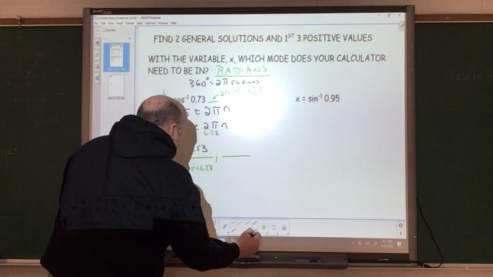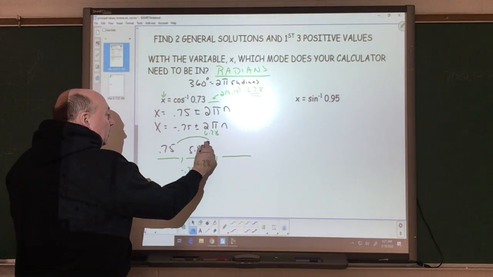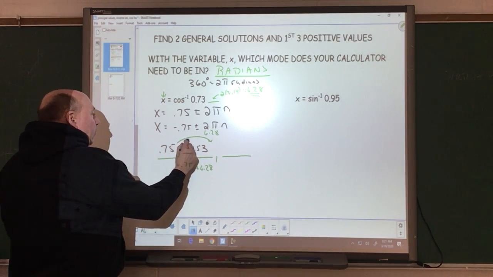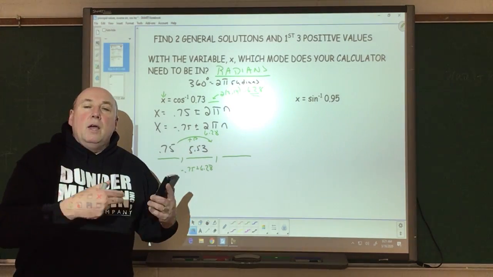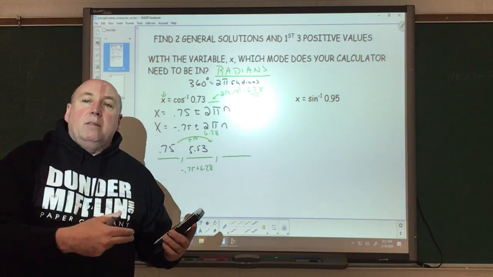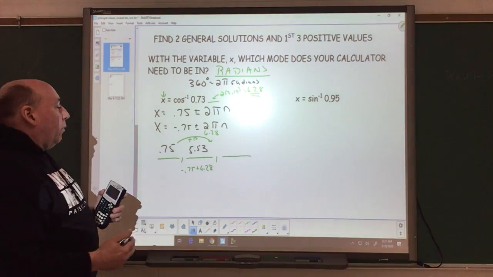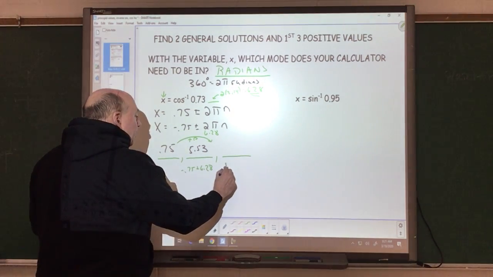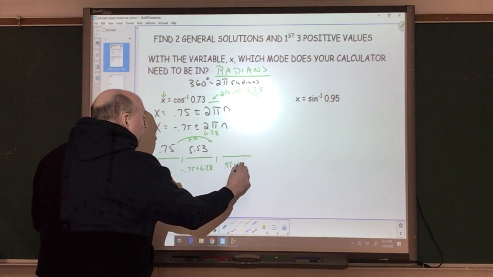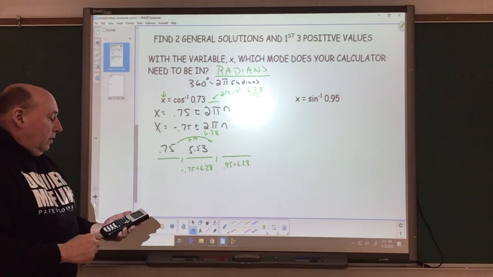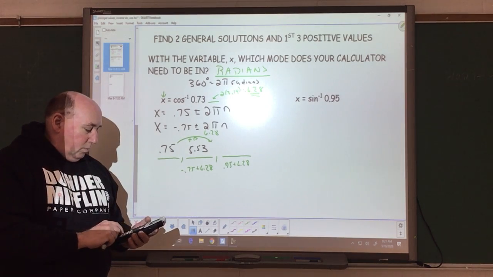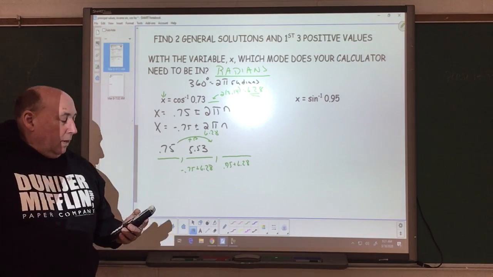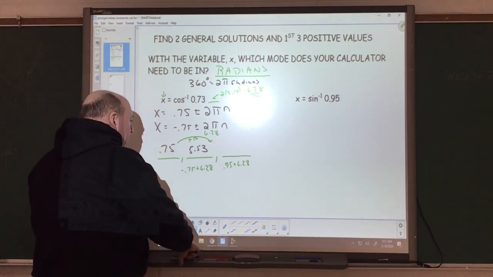And just like up above, to go from 1 to 3, we play leapfrog. To play leapfrog, we have to add the period. So we have 0.75 plus 6.28, which is 7.03.